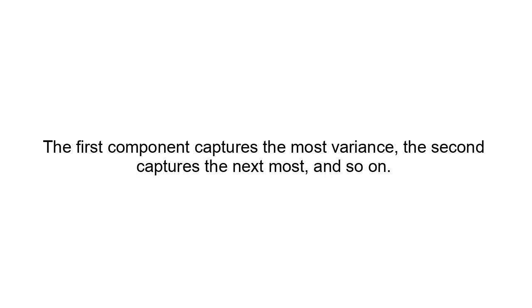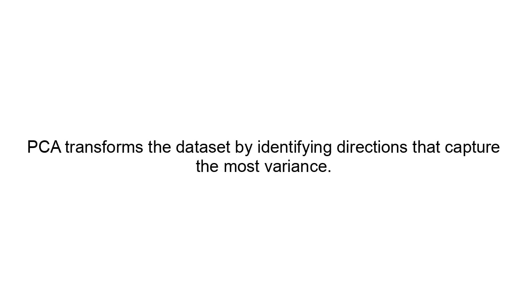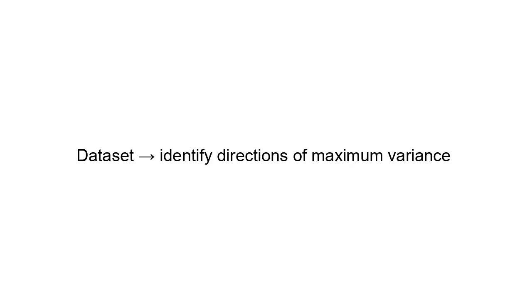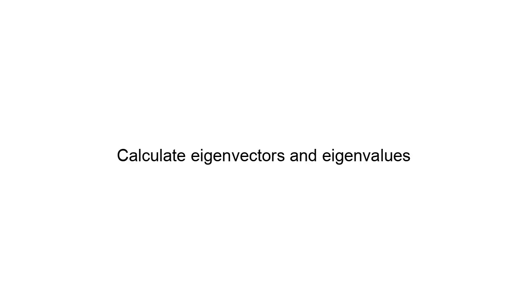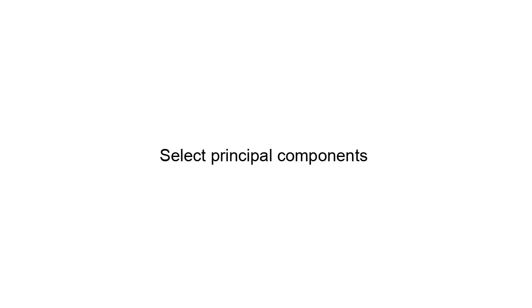How PCA works. PCA transforms the dataset by identifying directions that capture the most variance. Example concept. Dataset means identify directions of maximum variance. Steps involved. Standardize the dataset. Compute the covariance matrix. Calculate eigenvectors and eigenvalues. Select principal components. Transform the dataset into reduced dimensions. These steps allow PCA to represent data using fewer variables.